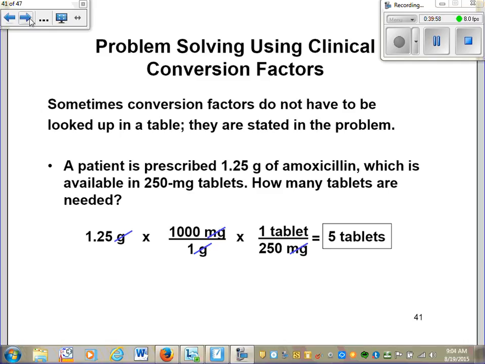So we have to know how many milligrams we have to start with. We have to take the 1.25, convert it to milligrams, 1,000 over 1, then divide it by 250. If you do that, you find out you need 5 tablets. It comes out exactly 5. But if it came out to be 4.7, you can't get 0.7 of a tablet, you get 5 tablets.